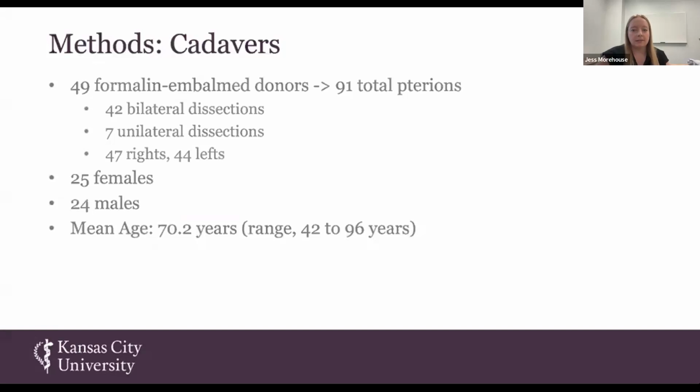When it came to specimens, we were able to use 49 formalin-embalmed cadavers on both the Joplin and Kansas City campuses, consisting of 42 bilateral dissections and 7 unilateral dissections for a total of 91 pterions analyzed, with 47 on the right and 44 on the left. Ultimately, we were able to study 25 females and 24 males with an average age of about 70 years.